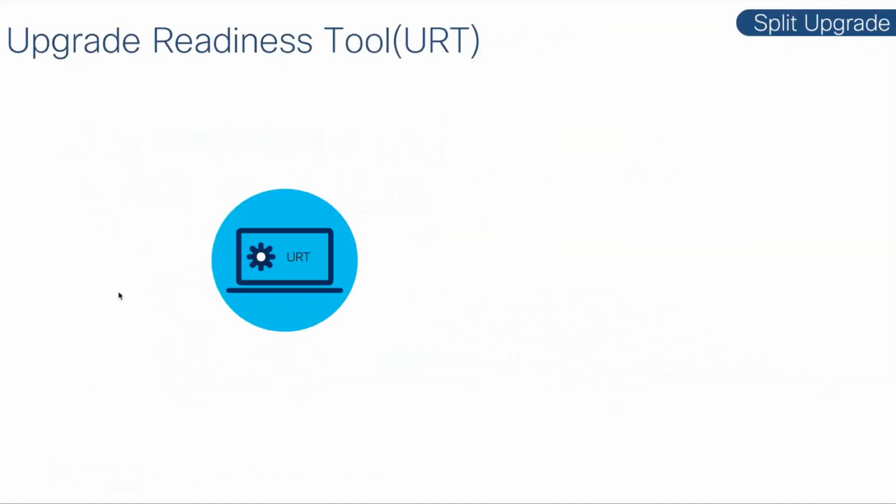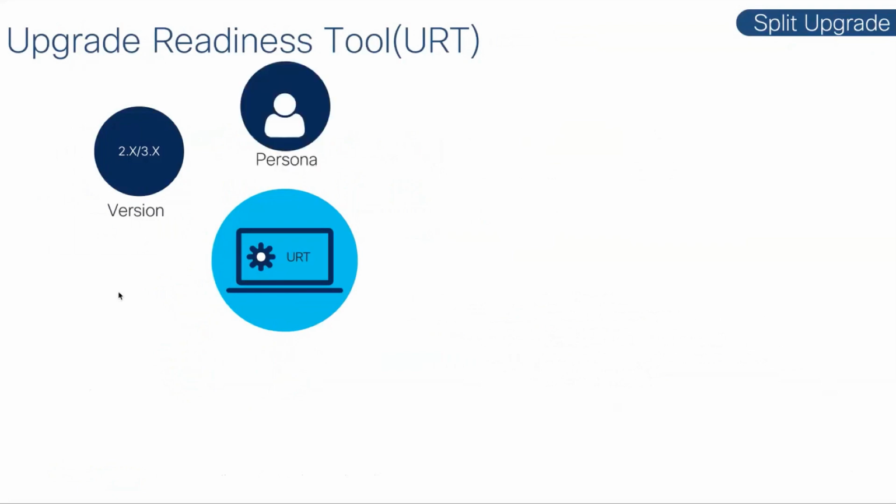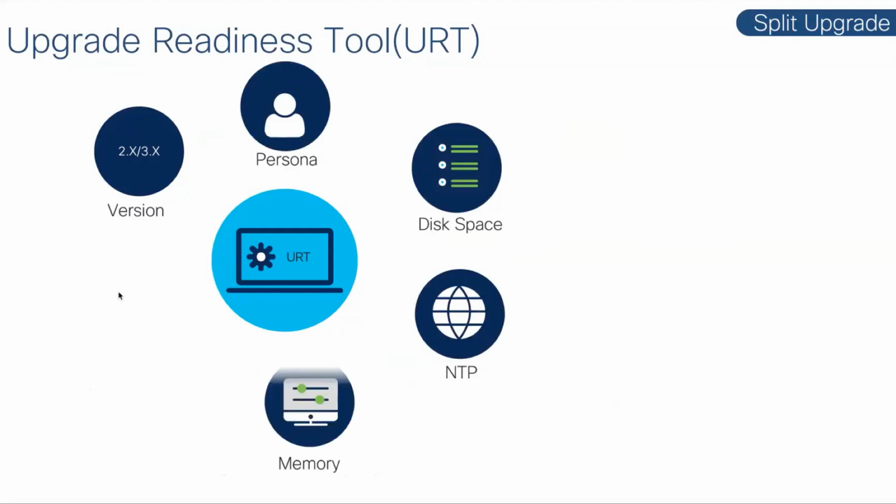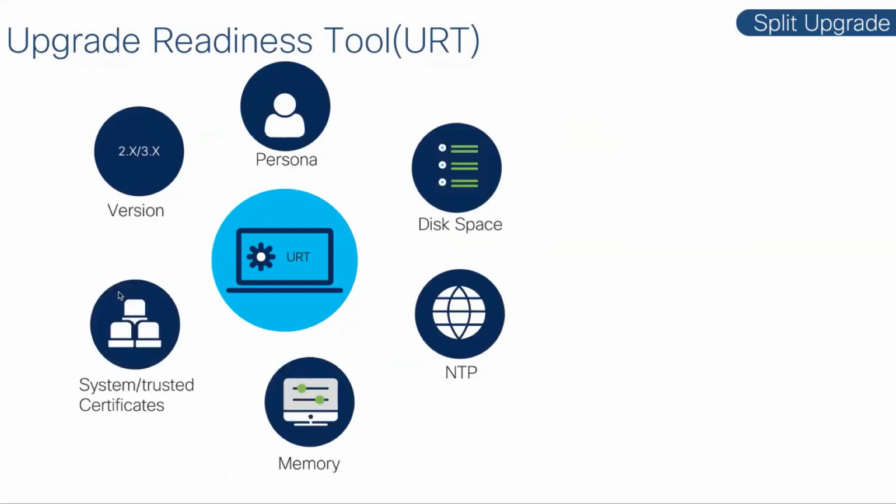So what exactly does the upgrade readiness tool do? The upgrade readiness tool basically checks the version of your deployment, whether it is compatible to upgrade your deployment to 3.1 or not. It also checks what personas are running on your nodes. It checks for disk space availability. It checks for the NTP, memory, system and trusted certificate store validation. The upgrade readiness tool is going to be running on the SPAN.